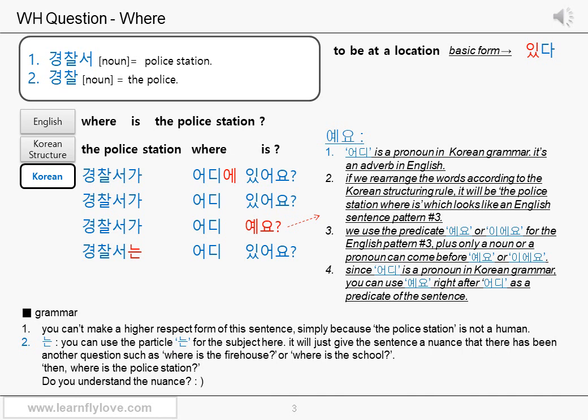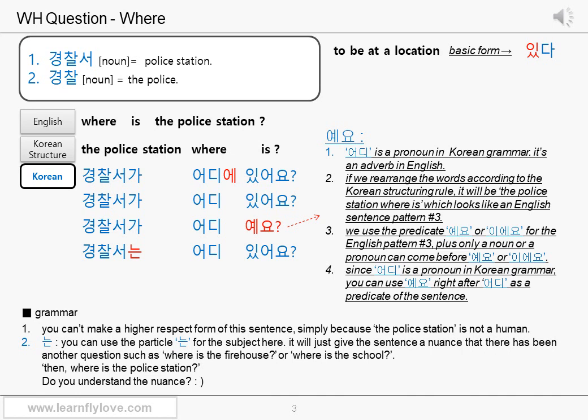You shouldn't add a location particle 에 to 어디 when you use 예요, by the way. Not because it sounds better without a particle in a question sentence, but because, as we told you, this 예요 is also a postposition particle in Korean grammar. So this 에 particle doesn't go with 이다, 예요, 이에요. That's it. Just don't use it.